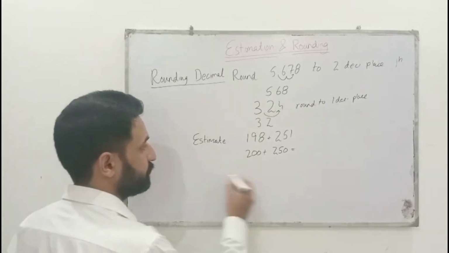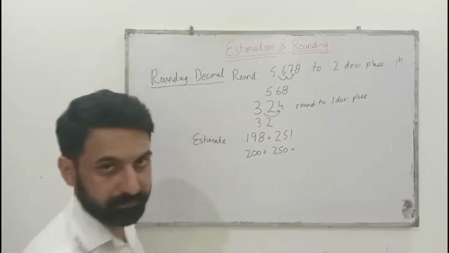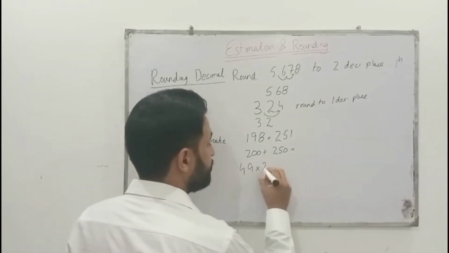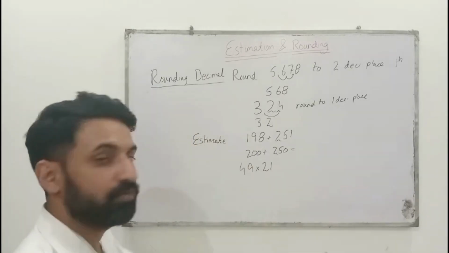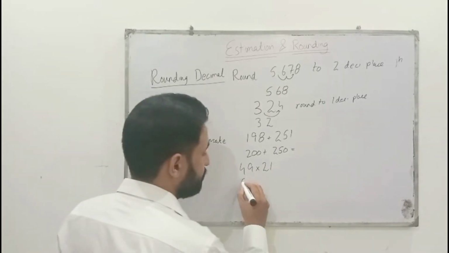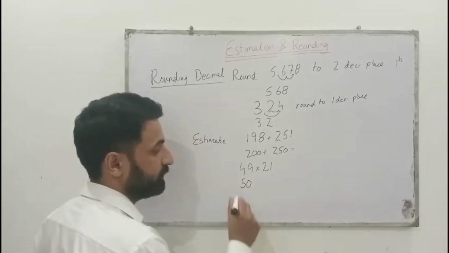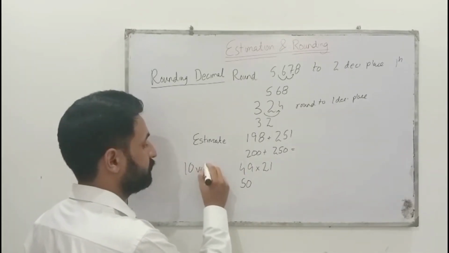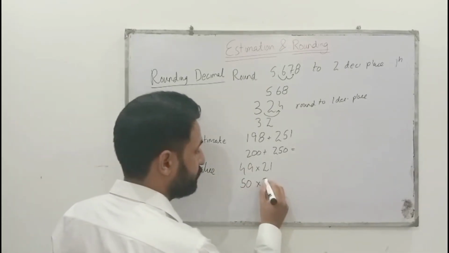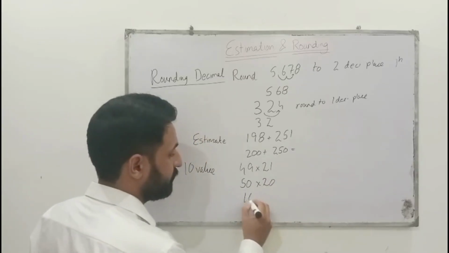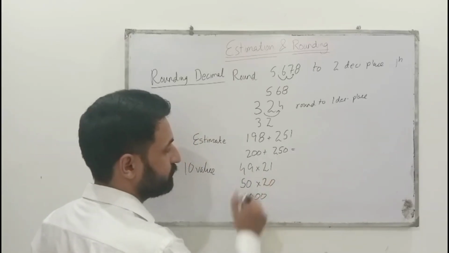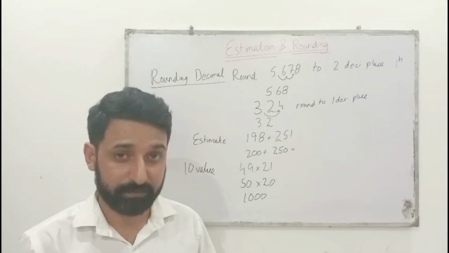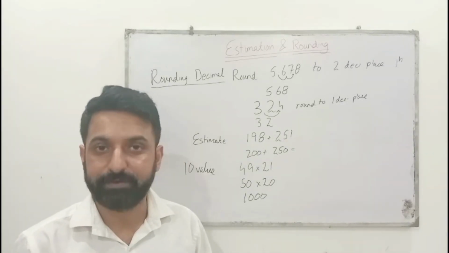In multiplication, we also do this. For example, there is a big value like 49 times 21. That is very difficult to calculate. If we round it to the tens value, it will become 50 times 20. 50 times 20 is 1000, which is very close to this value. So you have to understand the basic concept of estimation and rounding.